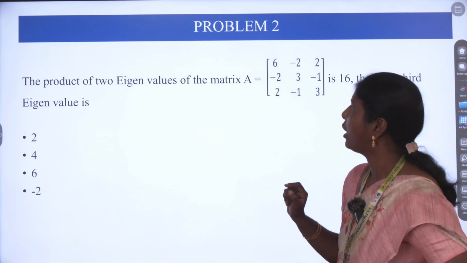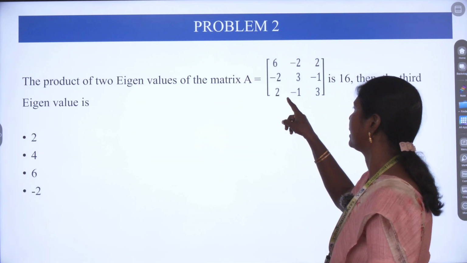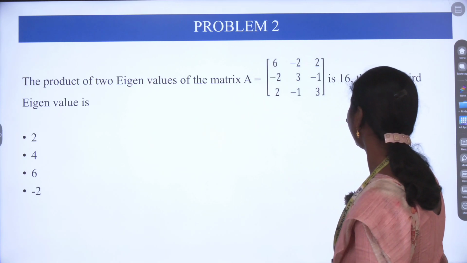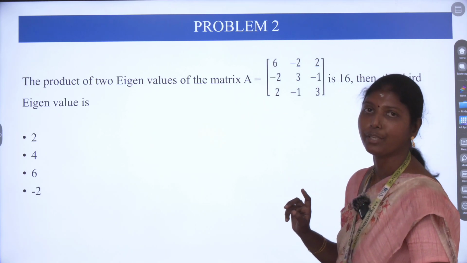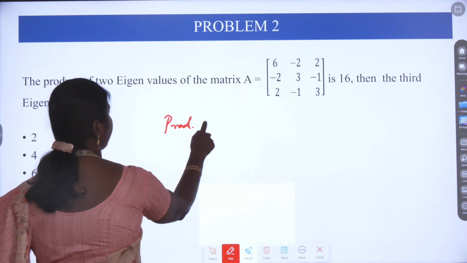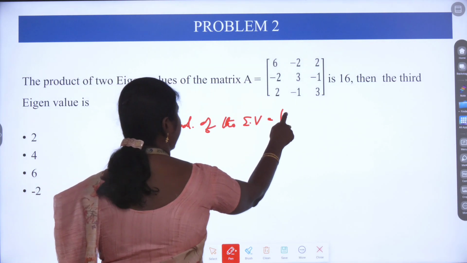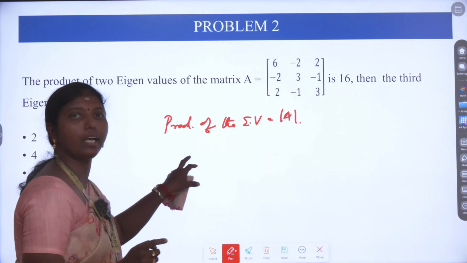Second problem: the product of the eigenvalues of the matrix A is equal to... So we have a 3 by 3 matrix here. Two eigenvalues are given, with product 16, and the third eigenvalue we need to find. The product of the eigenvalues equals the determinant of A, so this is your formula.